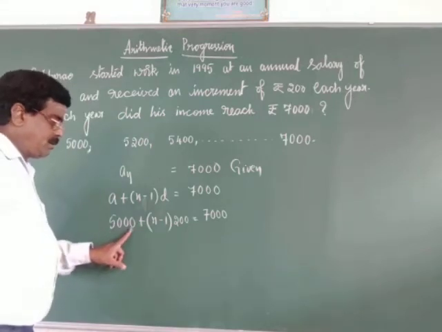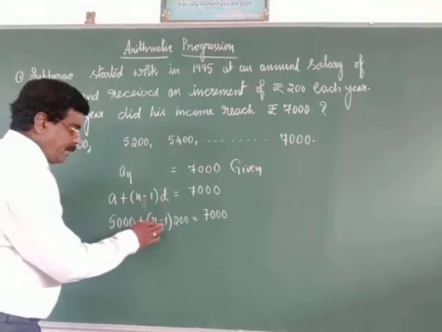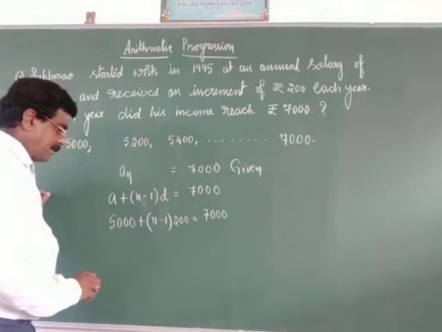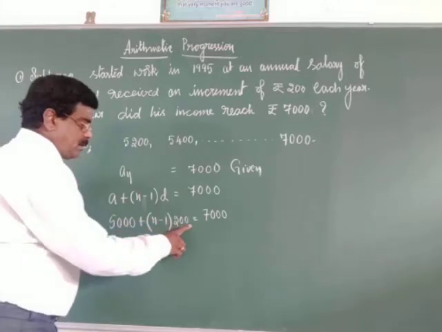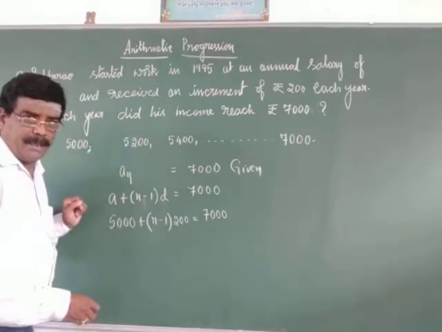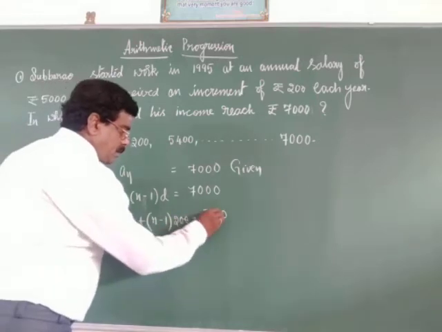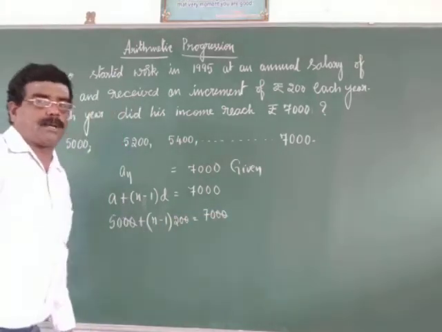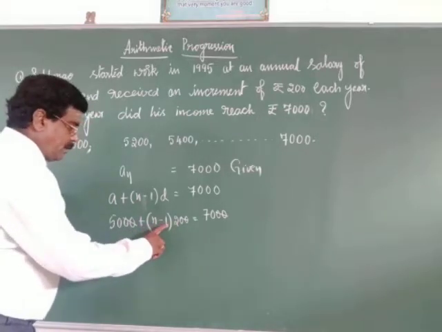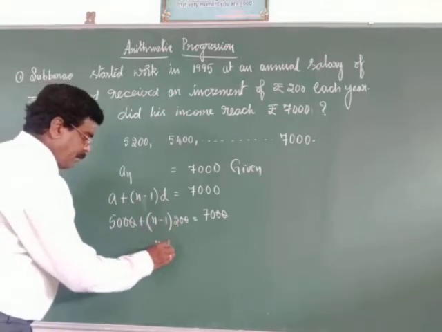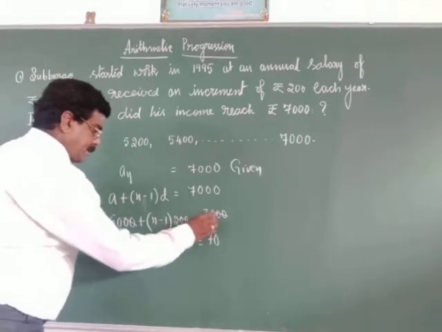So next what to do? This 5,000 is shifted to this side. Shifting means (n minus 1) into 200, let it be as it is. Or you can cancel 2 zeros, 2 zeros, 2 zeros, or dividing by 100, we say. You can cancel to make it short. So anyhow here 2 is there, (n minus 1) into 2 is equal to 2,000 as it is.